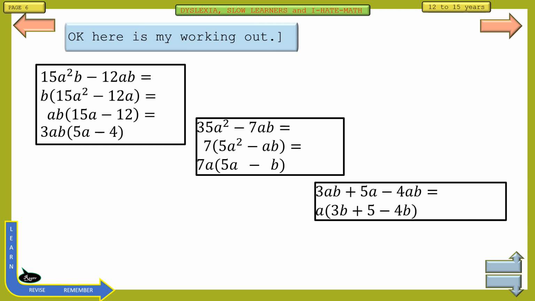The third and last equation, 3ab plus 5a minus 4ab. I take the a outside the bracket, so now we have a into 3b plus 5 minus 4b. I cannot take the b outside the bracket because we just have 5 on its own, so b is not a common factor for all the terms inside the bracket.